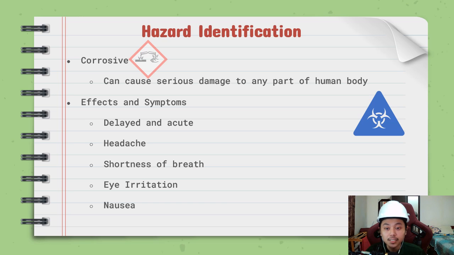The effects and symptoms on human health are delayed and acute if humans are exposed too much to the acid. Besides that, too much inhalation can cause shortness of breath and also a very bad headache. It also can cause eye irritation from the acid's effect. Last but not least, ingesting too much of the product can cause nausea and also gastrointestinal irritation.